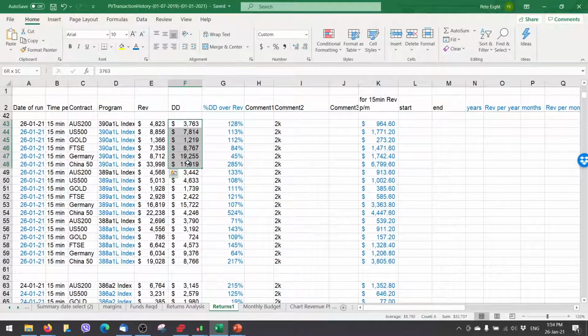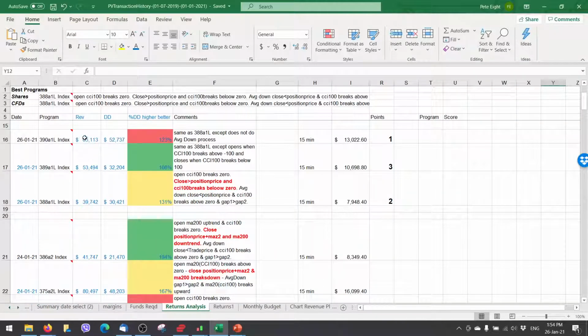Drawdown was 52,737. Okay, so we do the same for the other programs as well. That's what it's summarised. Lastly, we do a quick calculation. The revenue divided by the drawdown gives us 123%. That's what the calculation is. C16 divided by D16. So the higher number, the better in percentage terms.